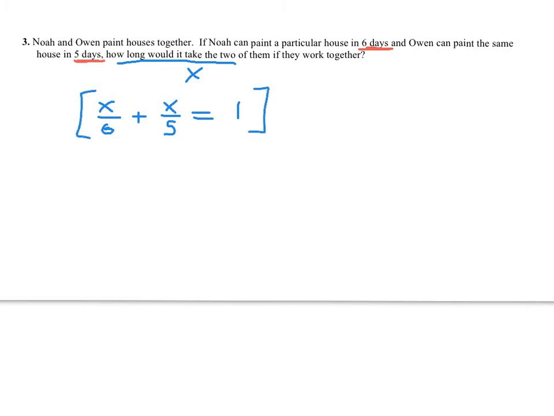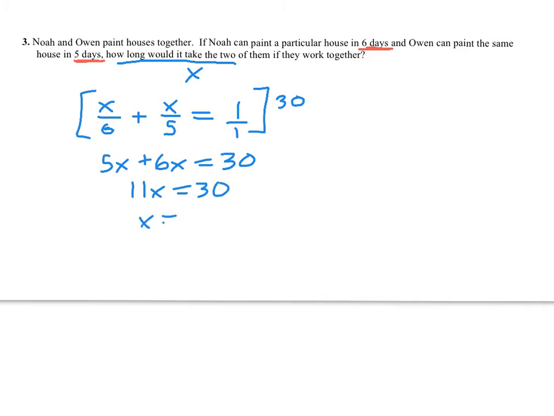Okay, what's the LCD? And I'm going to make this over 1. 6, 5, and 1 all go into 30. So 30 divided by 6 is 5, times x makes 5x. 30 divided by 5 is 6, times x makes 6x. 30 times 1 is 30. So we get 11x equals 30.